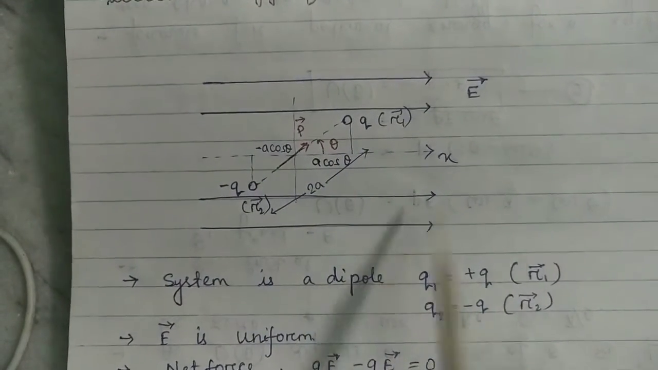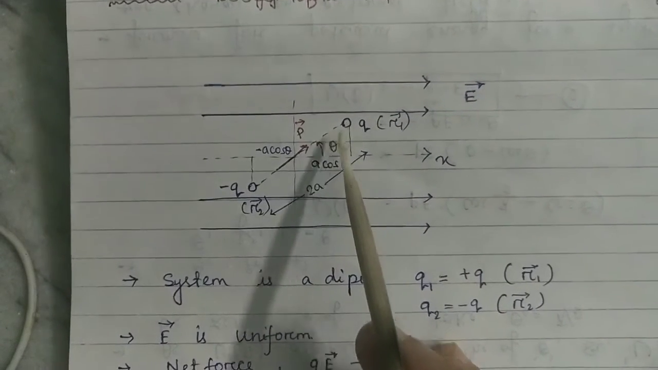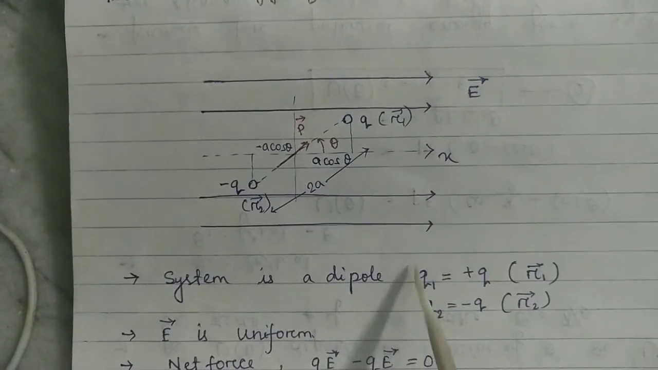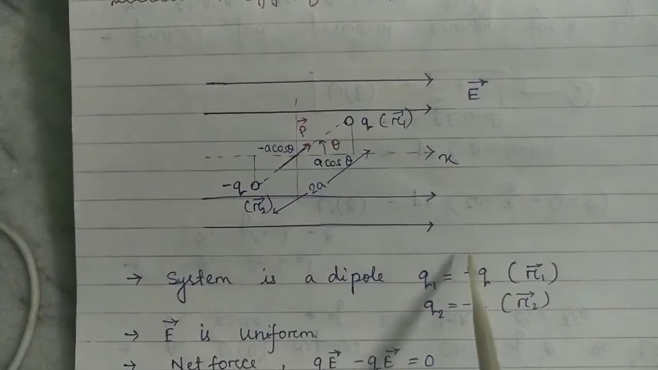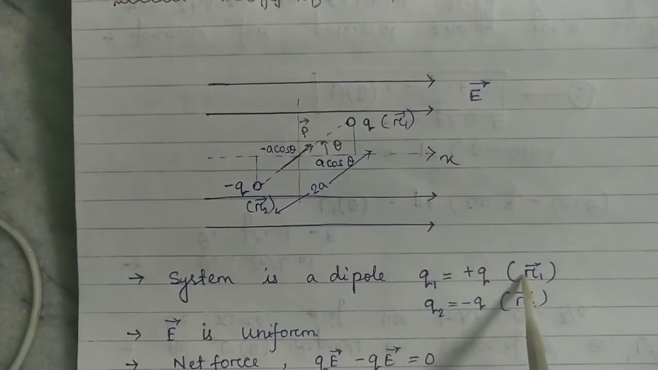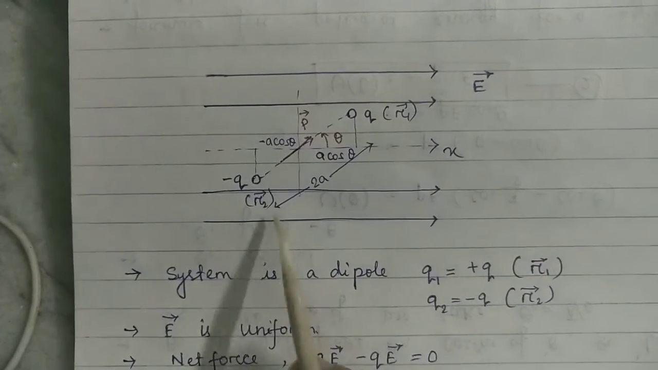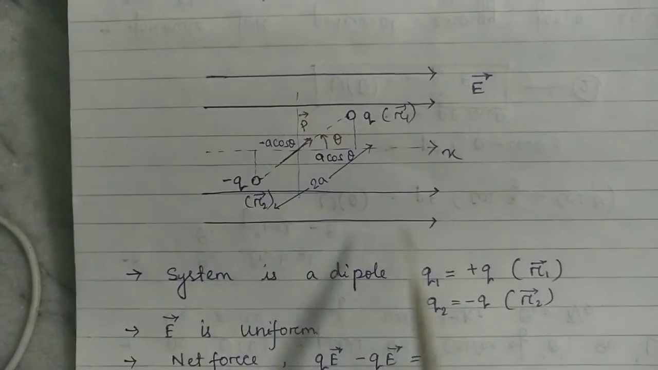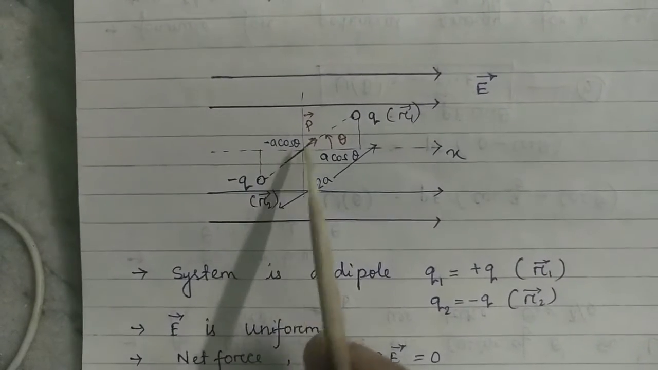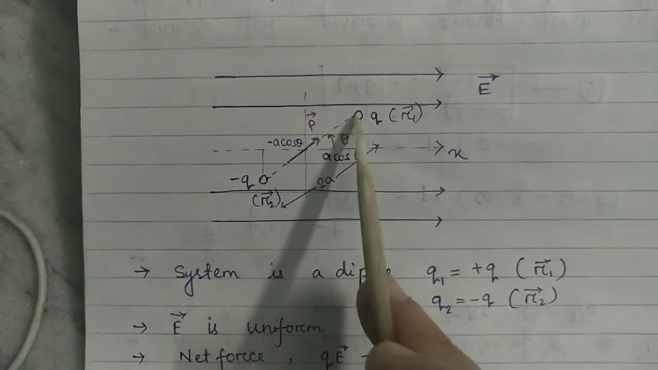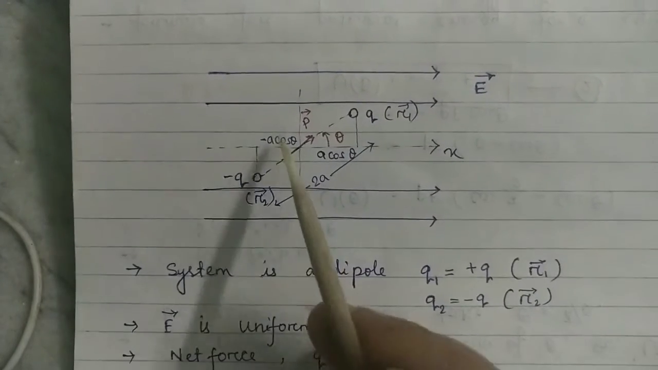Electric field is uniform. We have two charges. The system is a dipole. First charge q1, which is a positive charge, and the position vector is r1. Second charge is q2, that is minus q, and the position vector is r2. And we know that the distance between the two charges is taken to be 2a.